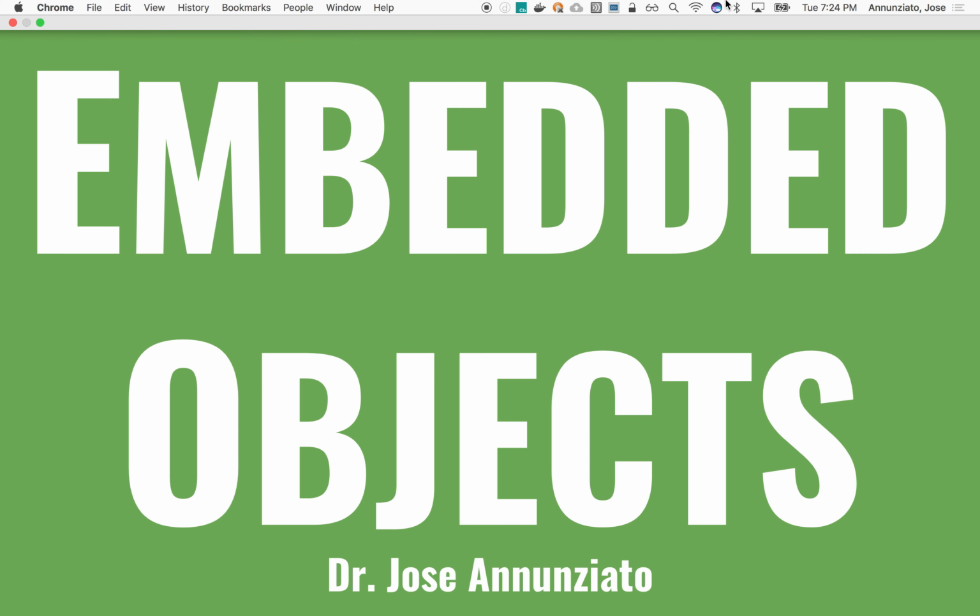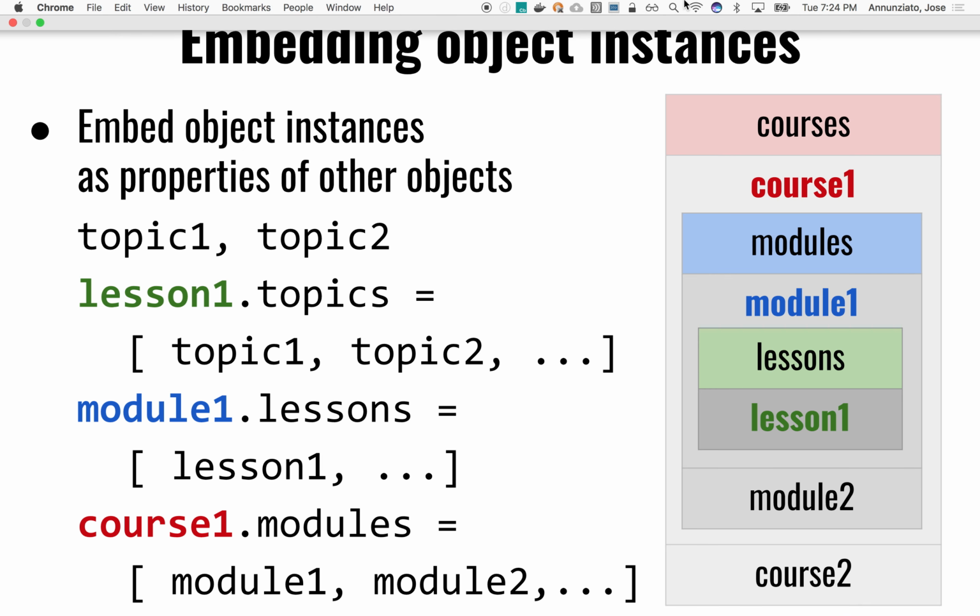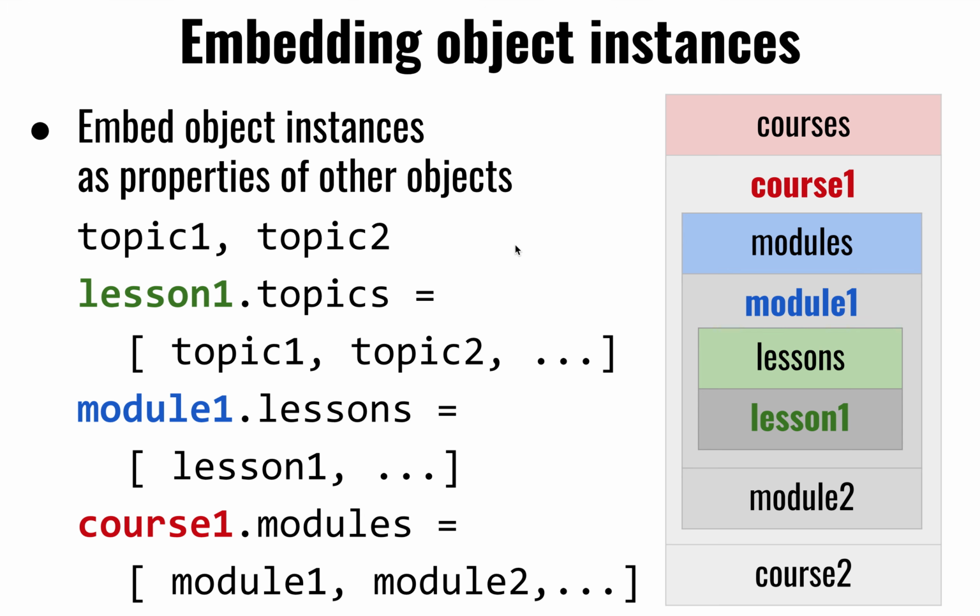Oh, and that takes me to the topic: embedded objects. As I was mentioning earlier, for the lessons and the modules, it makes sense to have lessons embedded in modules, modules embedded in courses. If you remove the entire course, it removes all the modules, lessons, and everything in it. They're literally inside of each other.